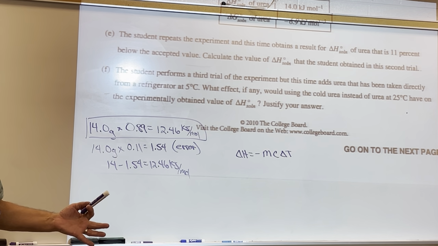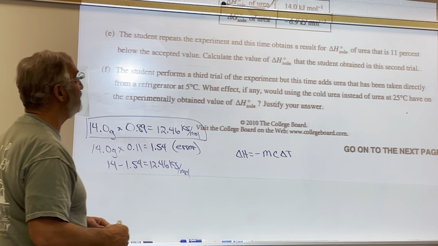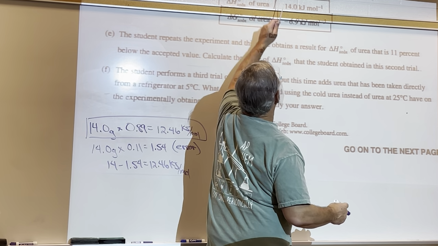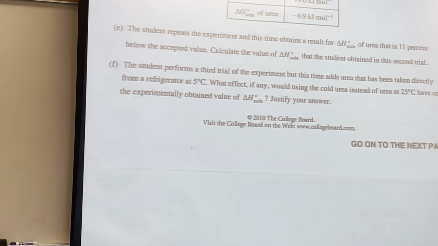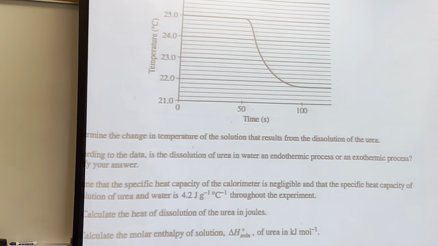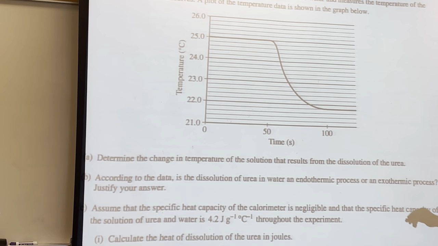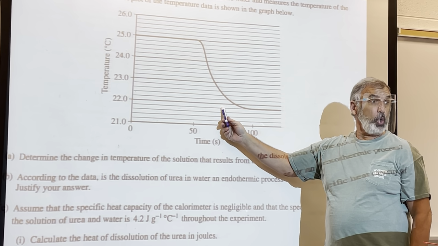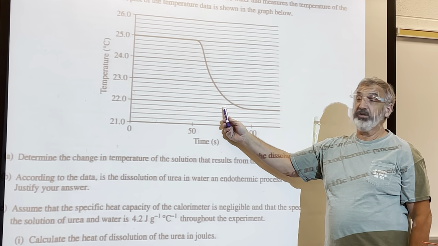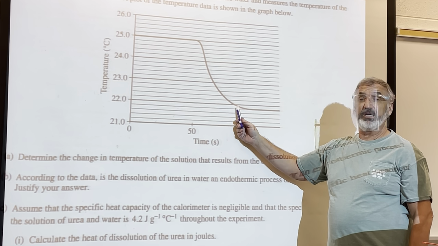Change in temperature. The mass isn't going to change at all. The specific heat's not changing. But this time, you're putting an ice cube in. So you're starting at 25 degrees. The water's at 25 degrees. But now you're going to put in the urea. It's going to all do the reaction, but it's also going to be cold to start with. So what's that going to do to my final temperature? It's going to be even colder, right?